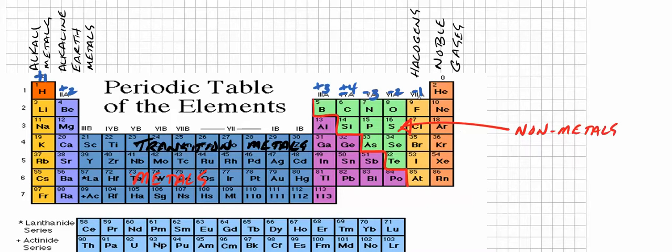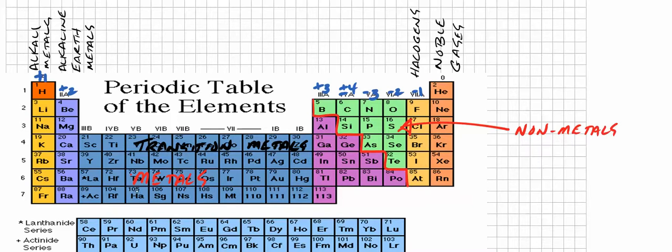What is a metal? Well, a metal is something that has luster, it has a shine, it is malleable, it can be pounded or bent into shapes. It is ductile, it can be pulled apart into a wire. It conducts heat and electricity, and that is a metal. Nonmetals, on the other hand, tend to be just the opposite. They do not conduct heat well. They do not conduct electricity well.